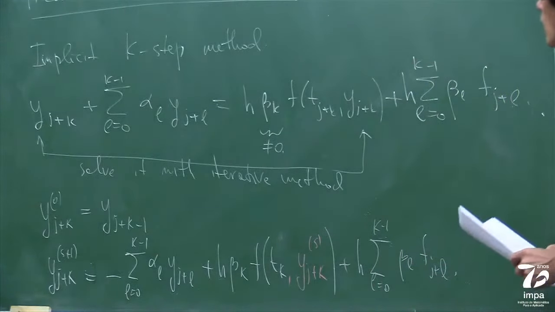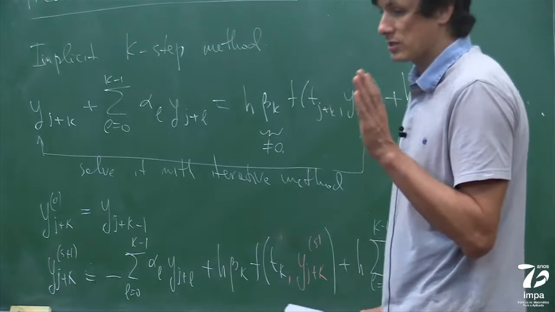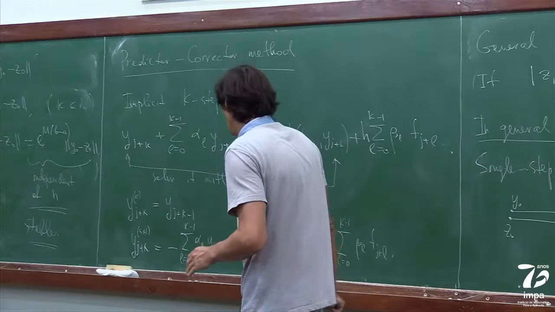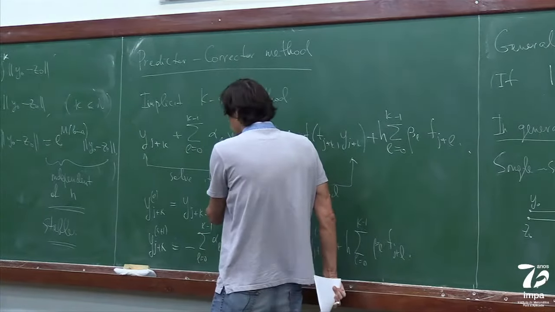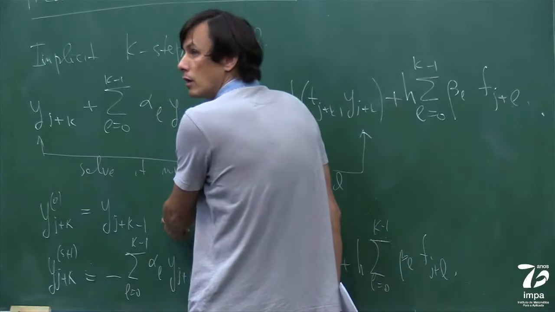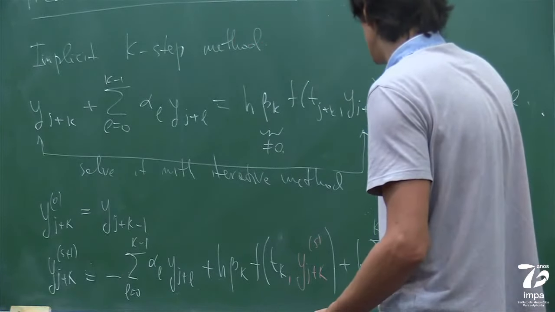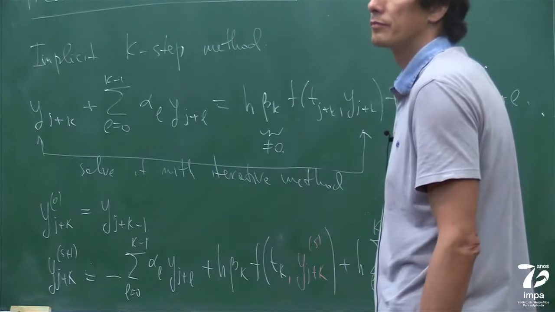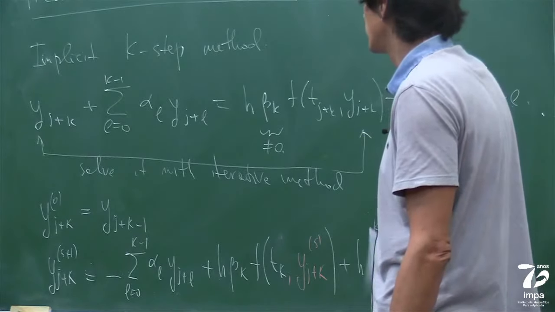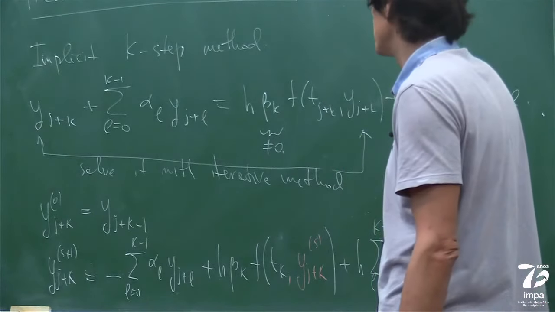So that's how you would work with an implicit method. In fact, whenever you solve ordinary differential equations, the steps are small. And if the steps are small, then already this is a good approximation. The implicit method converges very fast. Practically just one or two steps, and you already have a good approximation.